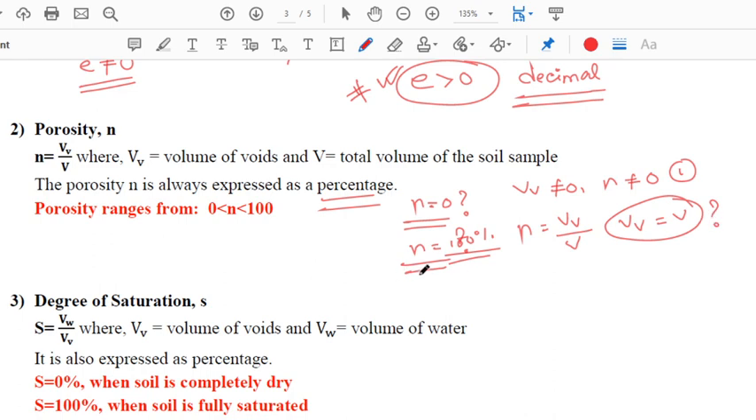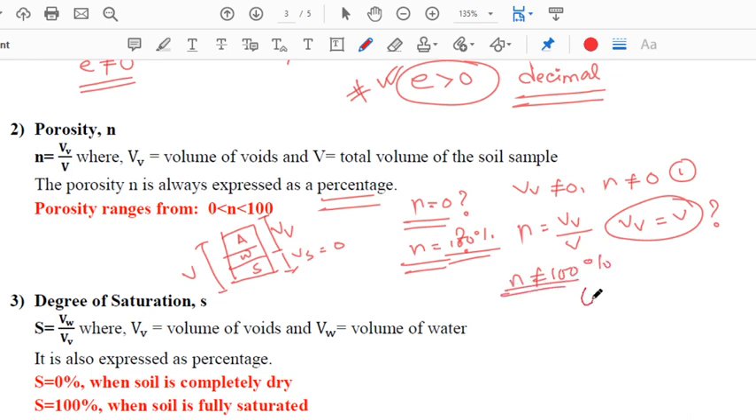But is it possible? Since it's a three-phase system, soil mass has air, water, solids. This is my volume of voids and the total volume. If the volume of voids becomes equal to the total volume, that means what? Volume of solids is becoming 0, and it can never happen that in a soil mass solids are absent. So we can say n can never be equal to 100%. So n values always exist somehow like this. It will have a value greater than 0 and less than 100%.